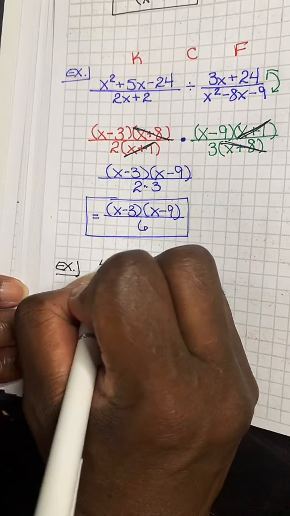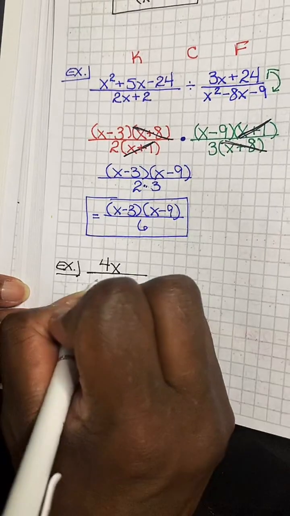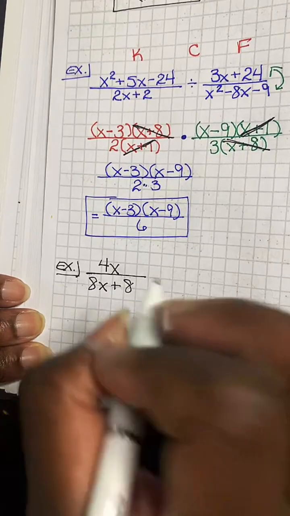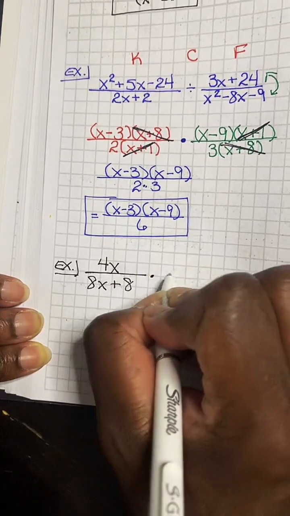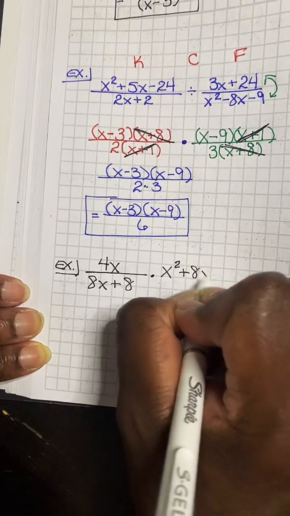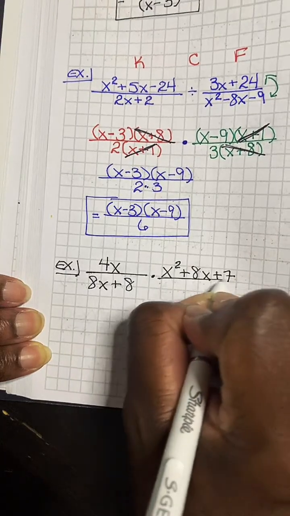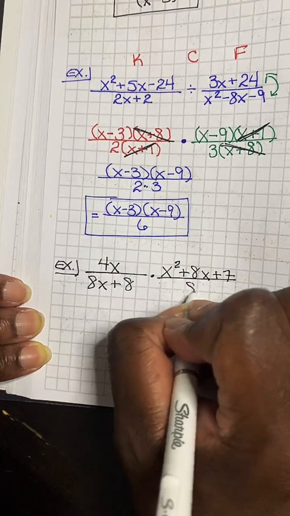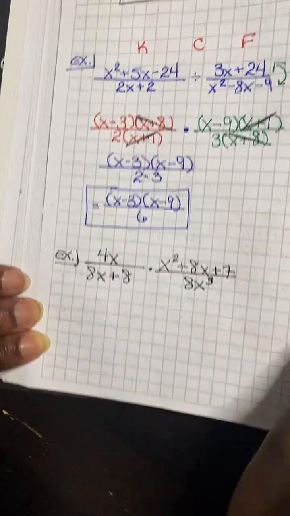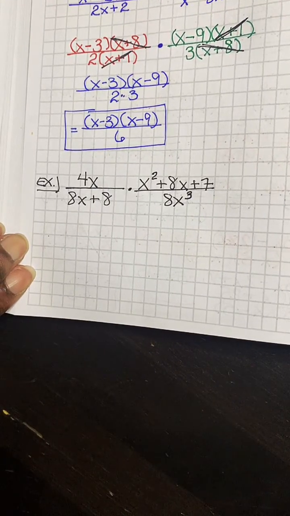So we have 4x over 8x plus 8, times x squared plus 8x plus 7, over 8x cubed. Ooh, how satisfying is that one?